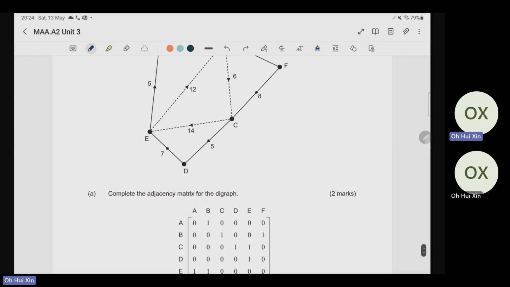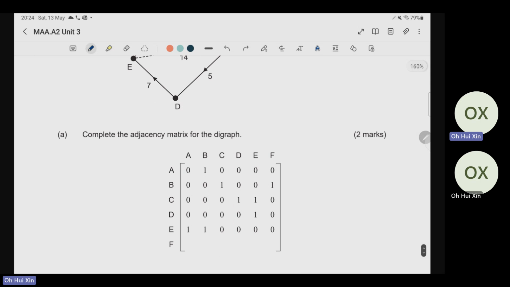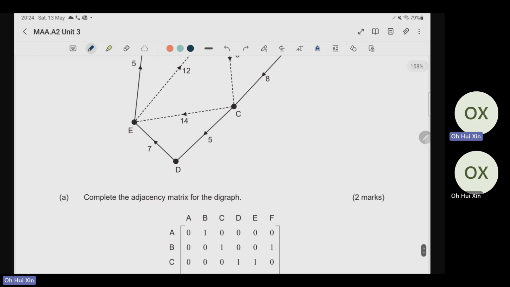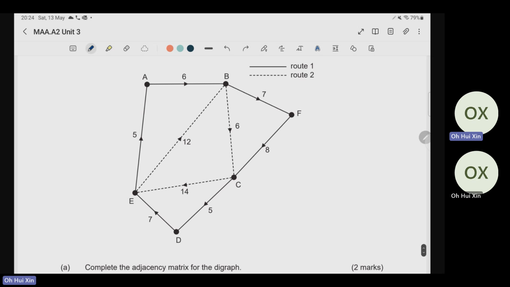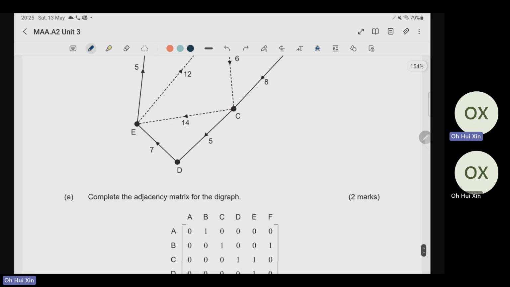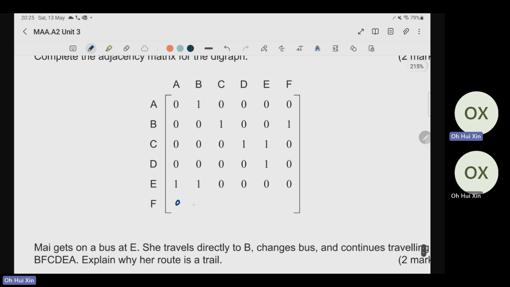I think this is quite straightforward. You are only left with row F to settle, so that's why we only look at row F. For the vertex F, you can see that the only place it can go to is C. Other than that, it will be all 0. So you have 0, 0, 1, 0, 0, 0.